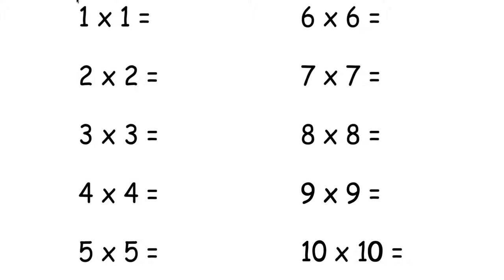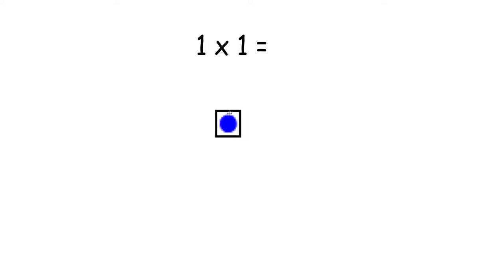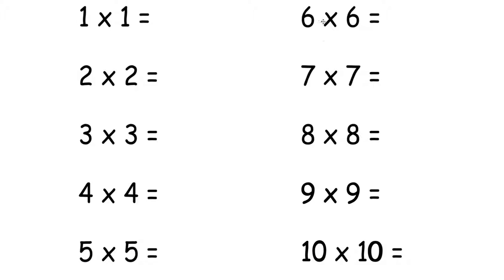And yes, you can see 1 times 1 happens to be a squared fact. I'm going to show you that here: if I have 1 dot, it has 1 row and it has 1 column. So 1 times 1 happens to be a squared fact. These other ones are also squared facts: 6 times 6, 7 times 7, and so forth.